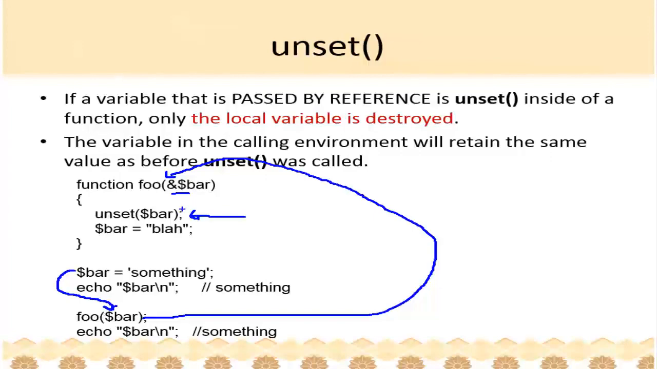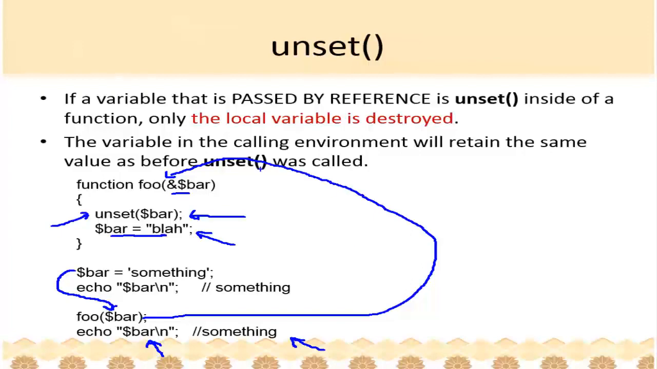Okay. So you unset this one. Then you declare a variable called bar, and you give it some other value. After the function, you try to print the value. You notice that it's going to be the same thing.